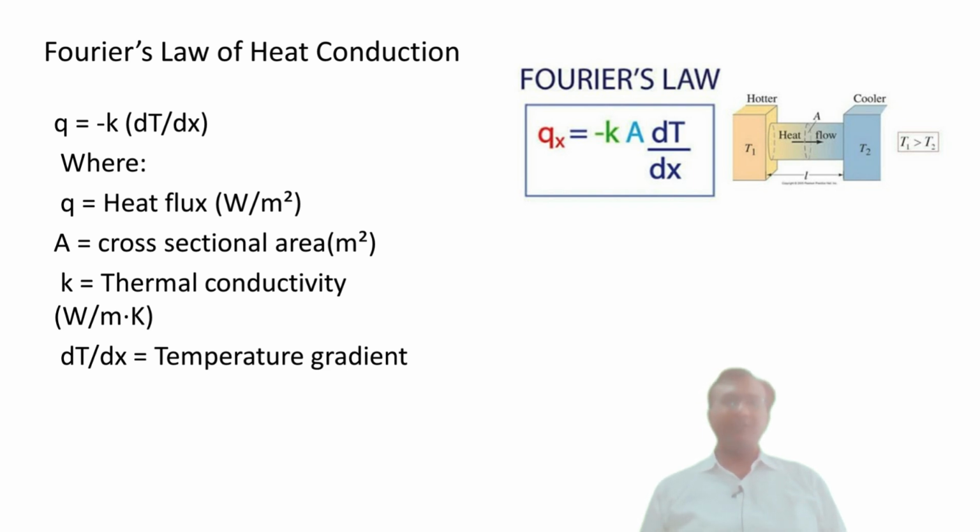Fourier's law allows engineers to calculate how much heat is transferred through a material, which is essential for designing systems like thermal insulation or heat exchangers. By understanding this law, we can predict heat flow in solids and select appropriate materials for specific applications. Next, we will discuss the assumptions that make one-dimensional conduction analysis manageable.